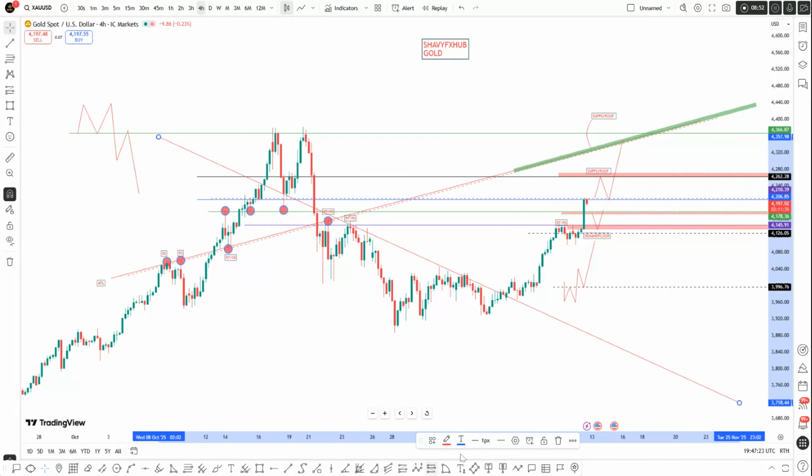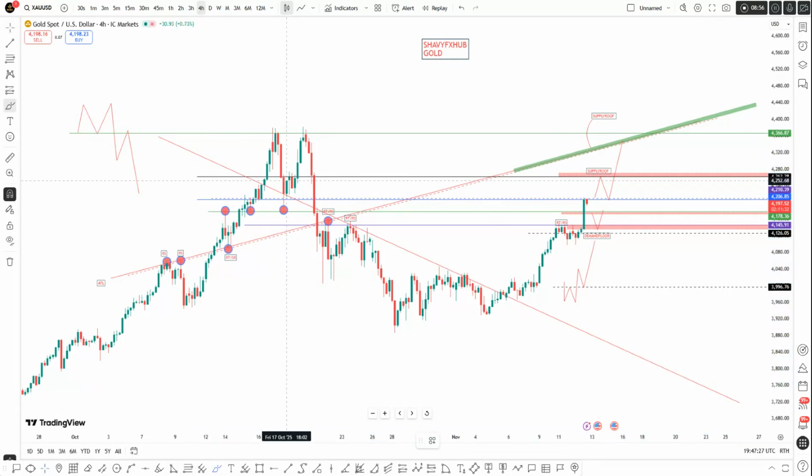So let me put it into perspective. We had here a support structure, and here a resistance structure. I have here a resistance structure, breakout of structure makes here a demand floor, and price has left.